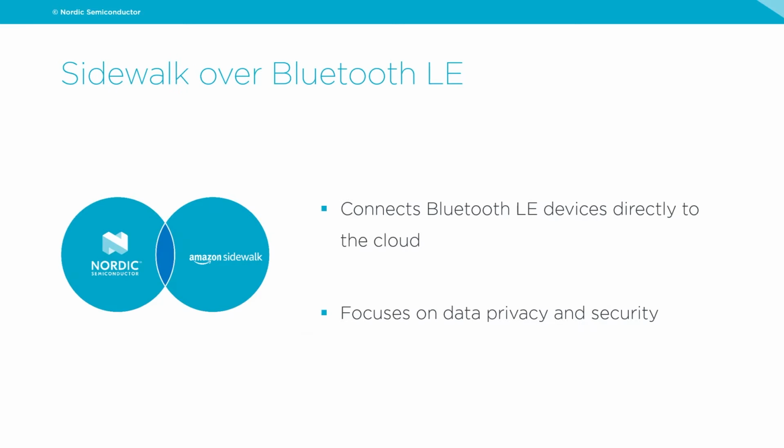So very briefly, Sidewalk can be divided into basically two parts. One of them is a pure Sidewalk over Bluetooth LE part, and we will get a lot deeper into this in the Amazon session. But you can basically think of it as a connection from a Bluetooth LE device directly to the cloud on the end device side. And this connection is highly focused on data privacy and security.